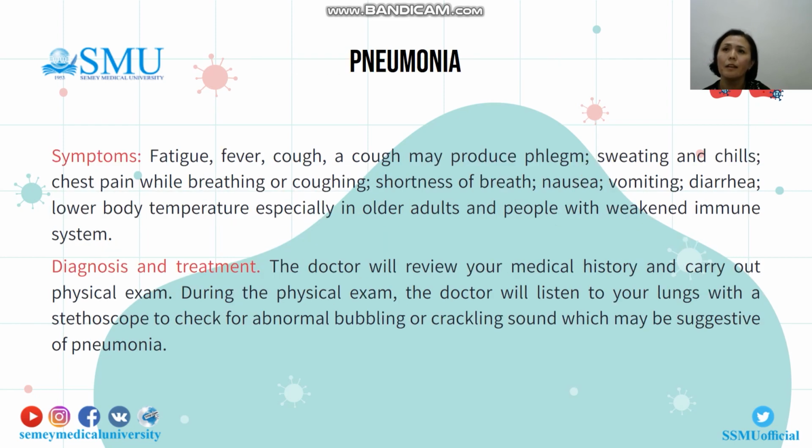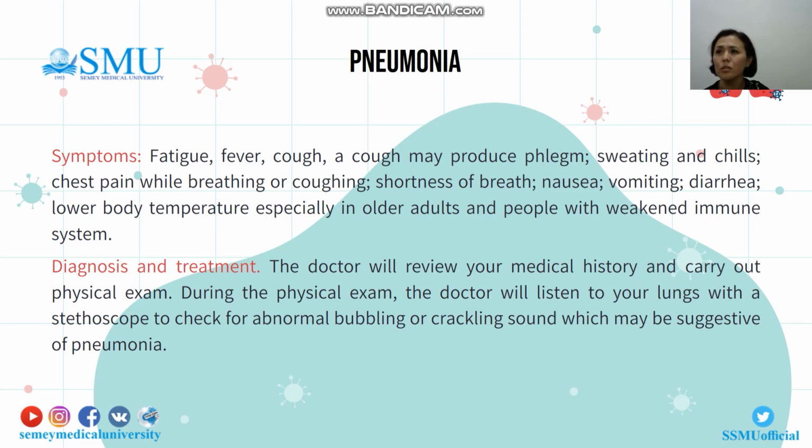Symptoms: fatigue, fever, cough. A cough may produce phlegm, sweating and chills, chest pain while breathing and coughing, shortness of breath, nausea, vomiting, diarrhea, low body temperature, especially in older adults and people with a weakened immune system.